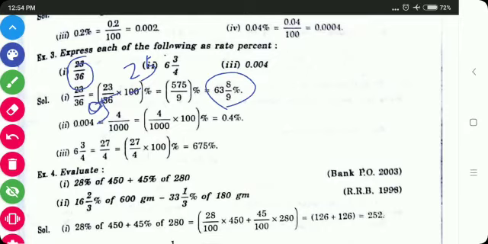Then 0.004, that is 4 upon 1000. So 4 upon 1000 into 100. So it is 4/10, which means 0.4%. Then 6 and 3/4 means 6 fours are 24 plus 3, 27/4. So 27/4 into 100. So it is 25 into 27, which means 675%.